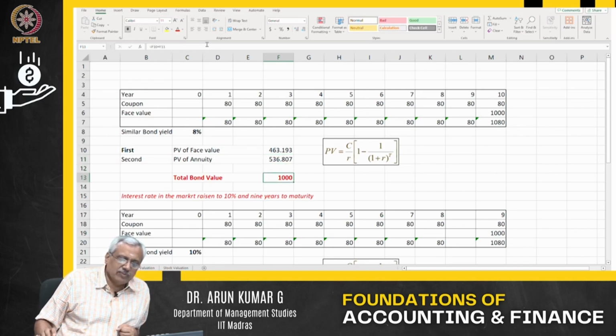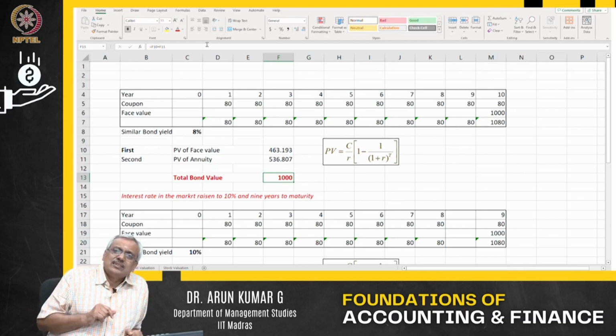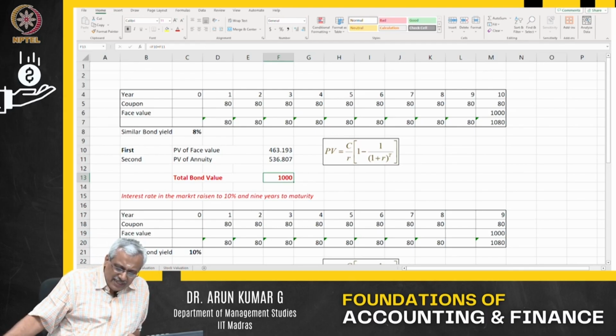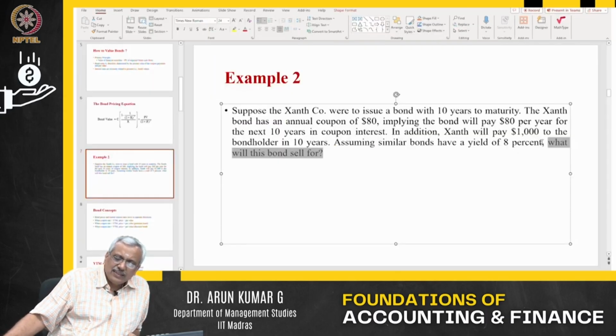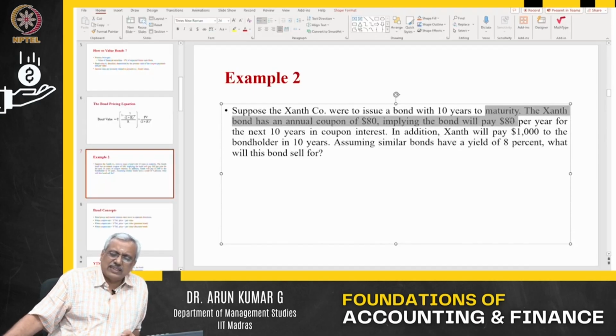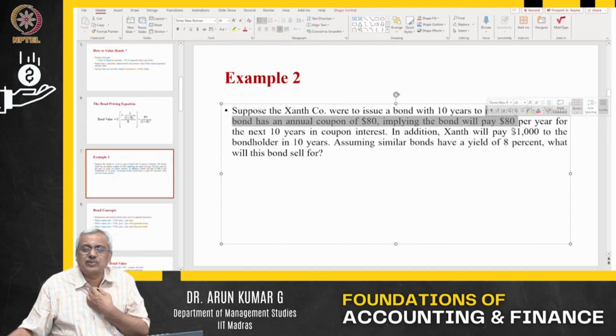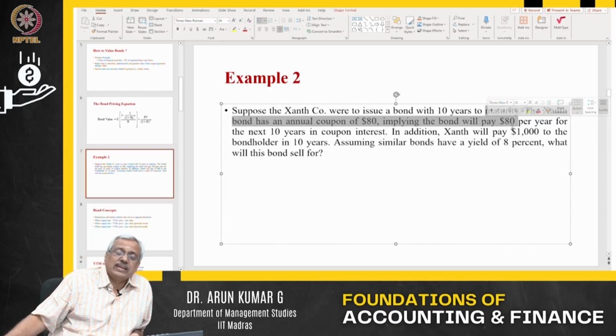The total bond value will be the sum of the present value of the annuity plus the present value of the face value of the bond, $1,000. Similar bonds have a yield of 8%, and this is also giving 8% yield, because it is a $1,000 bond and $80 is what you are getting every year. So 8%. The value of the bond is at par, as I said.